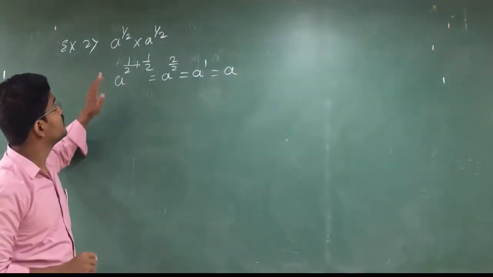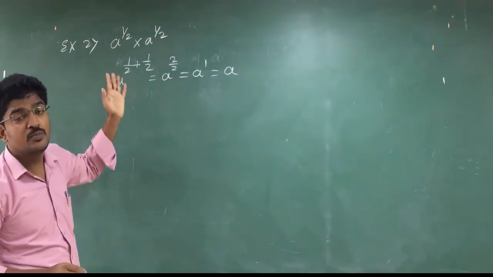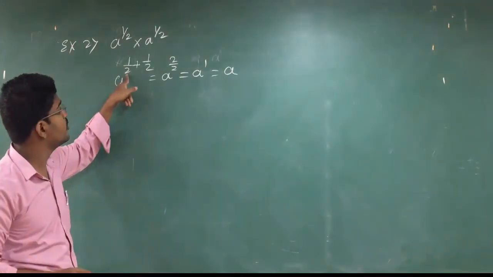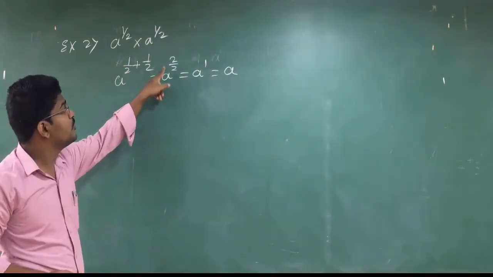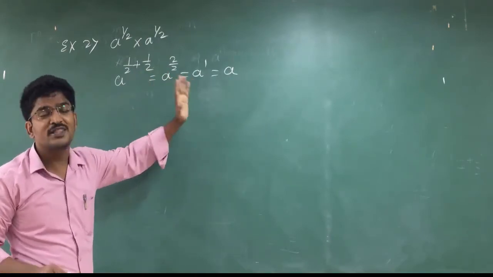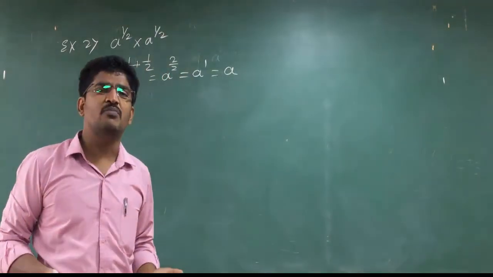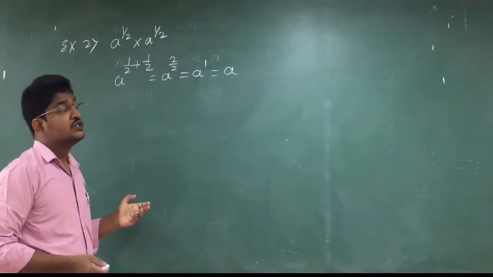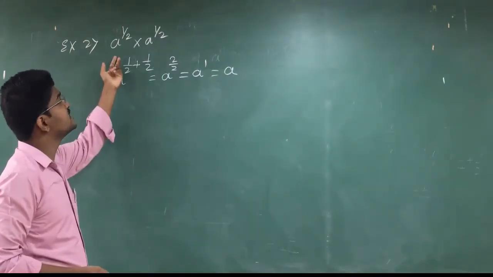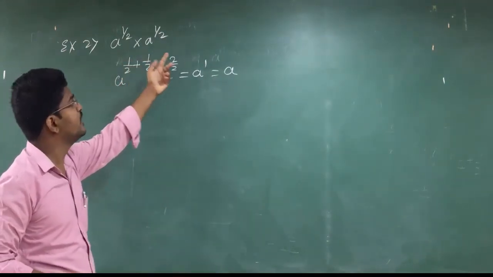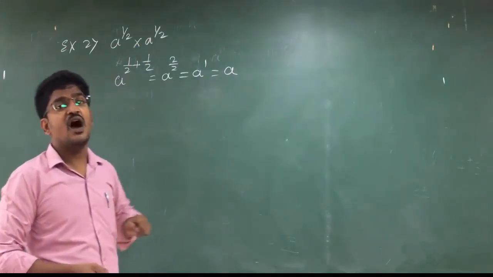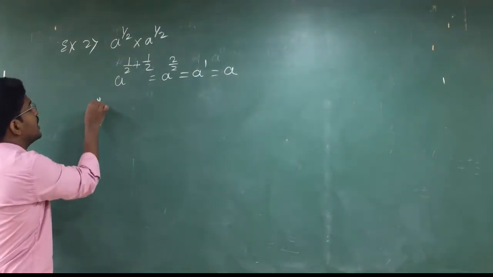Clear? So a to the power of 1 by 2 multiplied with a to the power of 1 by 2 is nothing but a to the power of 1 by 2 plus 1 by 2. A to the power of 2 by 2 is a to the power of 1, which is nothing but a. Very simple problem, very basics. So by using the laws of indices, we can understand that the multiplication of these two will be equal to a. Here I want to tell you one important thing.